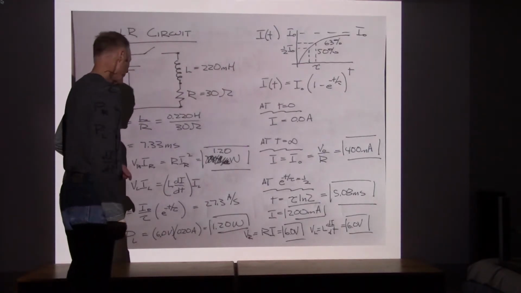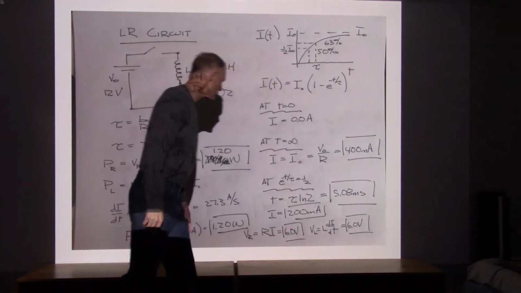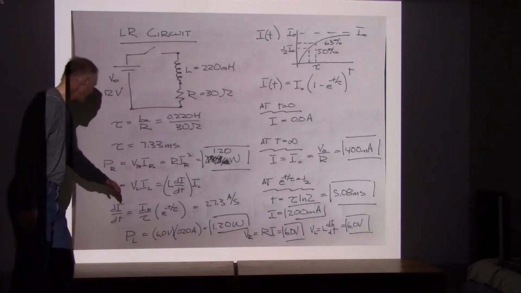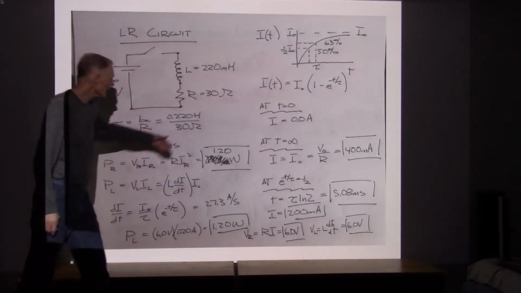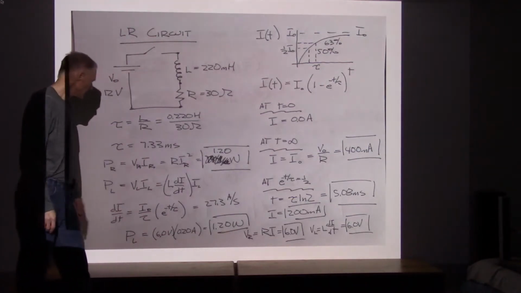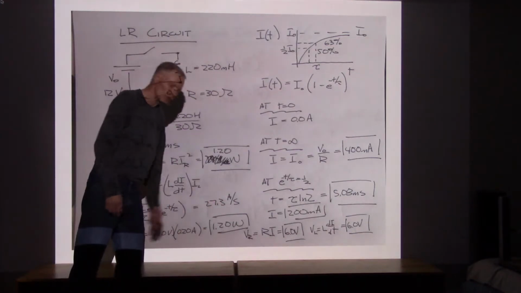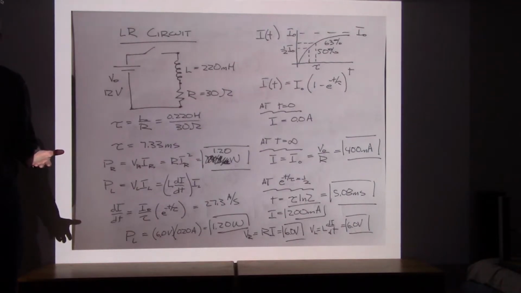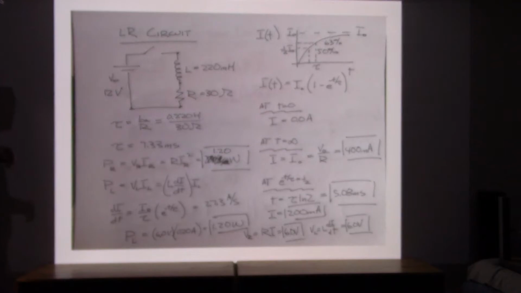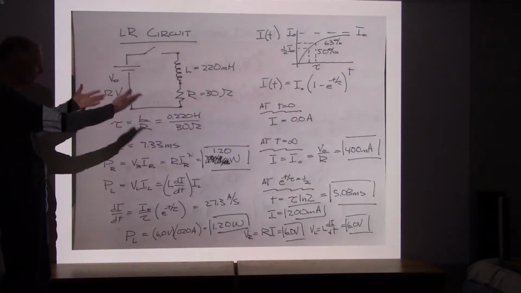From that, we were able to get the voltage across the inductor. And then finally, we calculated power. V times I for the resistor gave us 1.20 watts. And V times I for the inductor also gave us 1.20 watts. The current was the same in both components, and the voltage is the same.